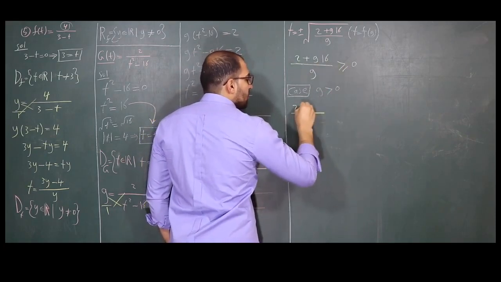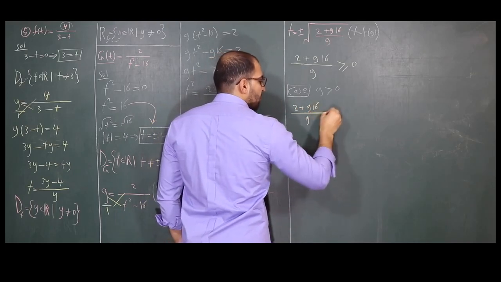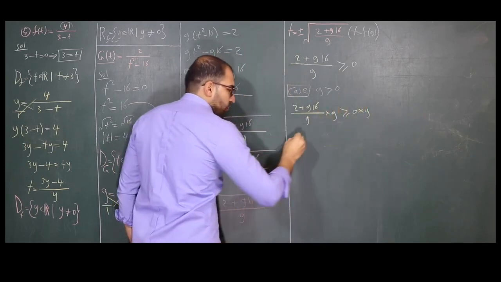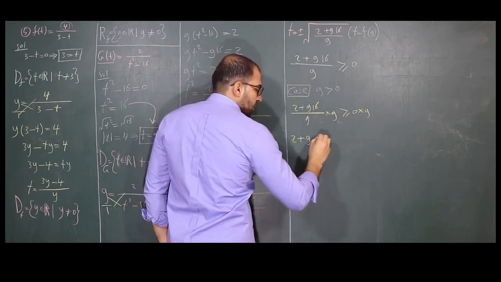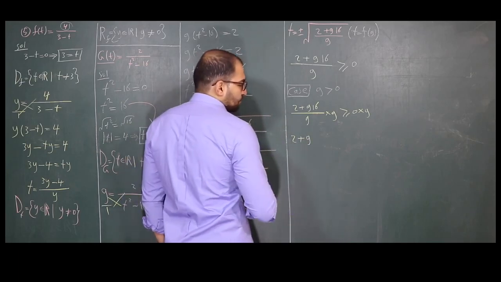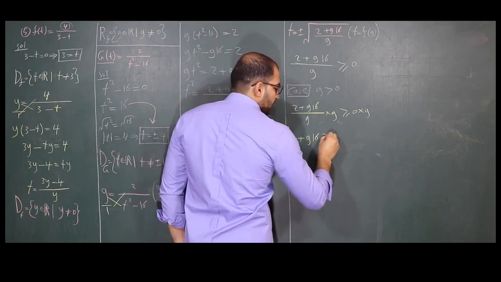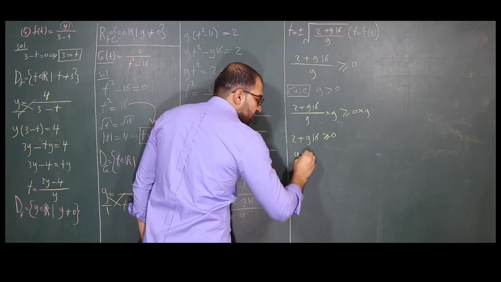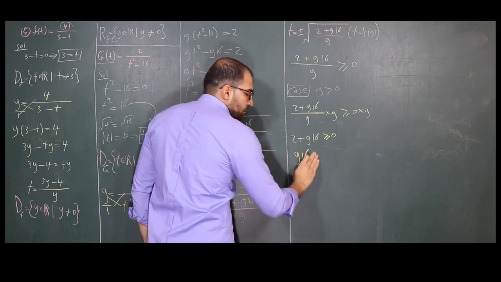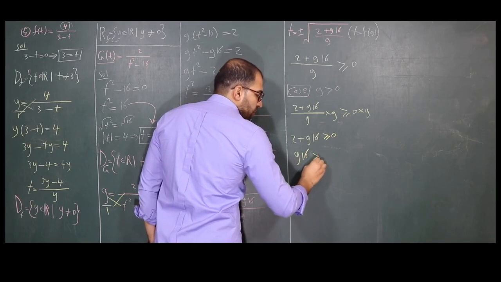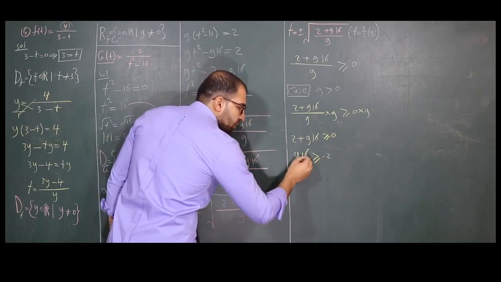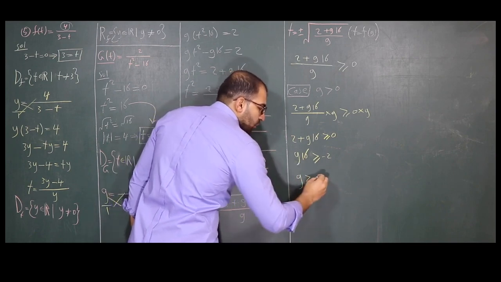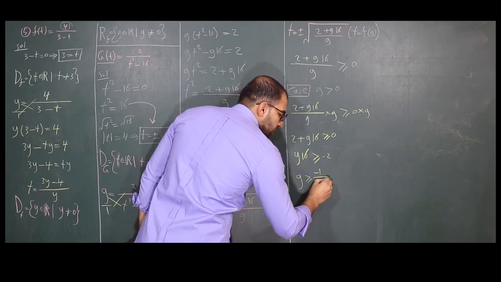So (2 plus 16 G) over G multiplied by G, and 0 multiplied by G will be just 0. So 2 plus 16 G is greater than or equal to 0. I'm going to move the 16 G to this side: 16 G is greater than or equal to minus 2, and G will be divided by 16. The result will be G greater than or equal to minus 2 over 16, dividing both sides by 16, which is minus 1 over 8.